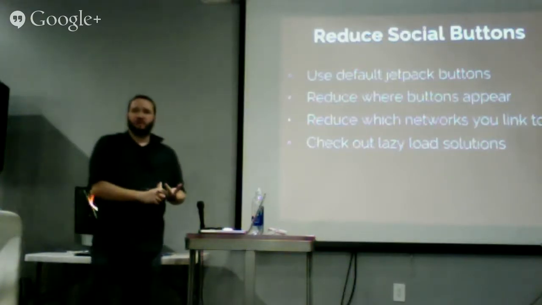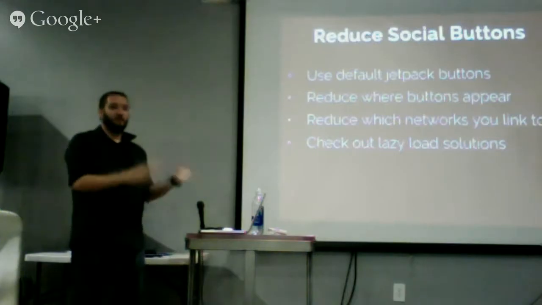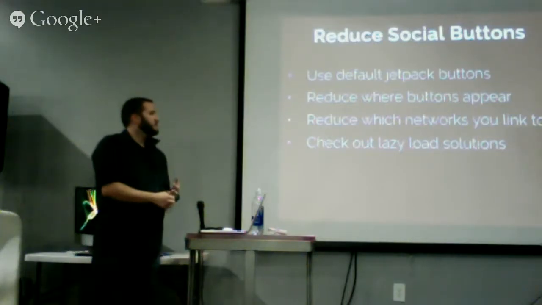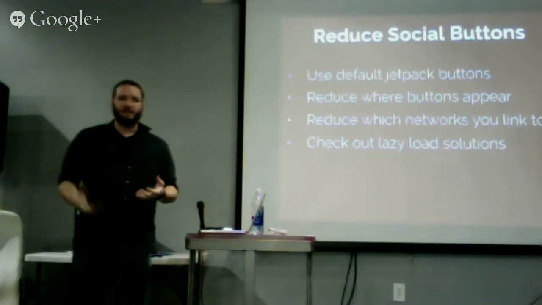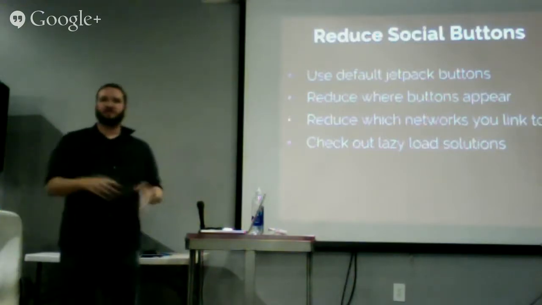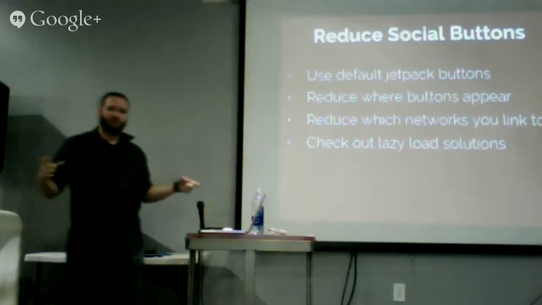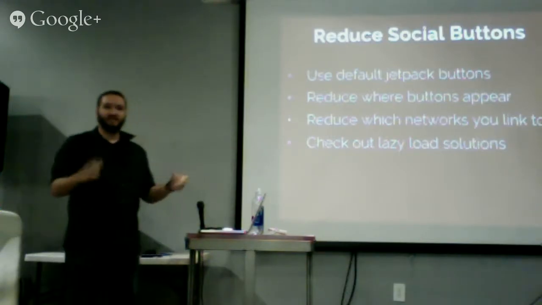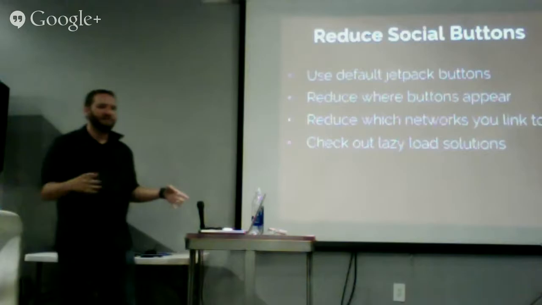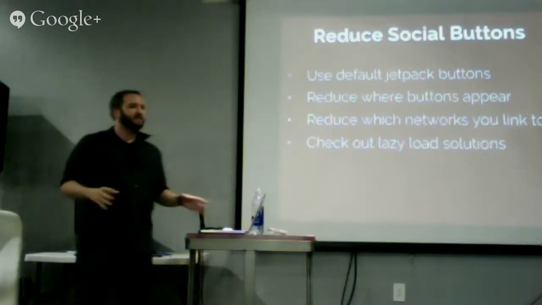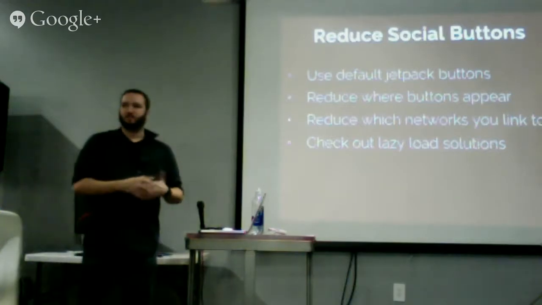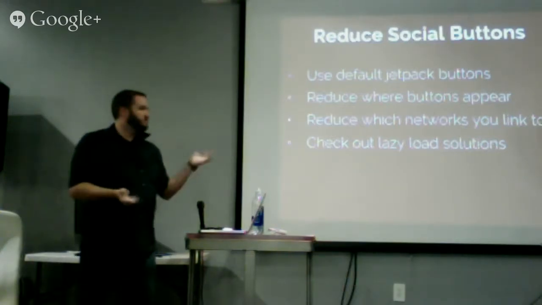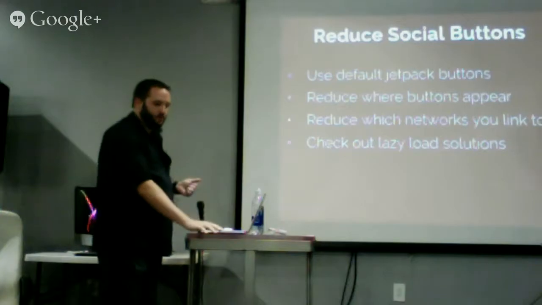Reduce where they appear. Maybe they only have to appear in the posts and not on every page. Reduce which networks you link to. Most people know where their bread's buttered, so they only link to Twitter and Pinterest, and that's it. They don't need to link to the other 400. Some of those plugins advertise how many networks they can link to. Don't do that. And check out some lazy load solutions. Socialite is pretty popular, so I've got a link to that in there. There's actually a WordPress plugin for that.